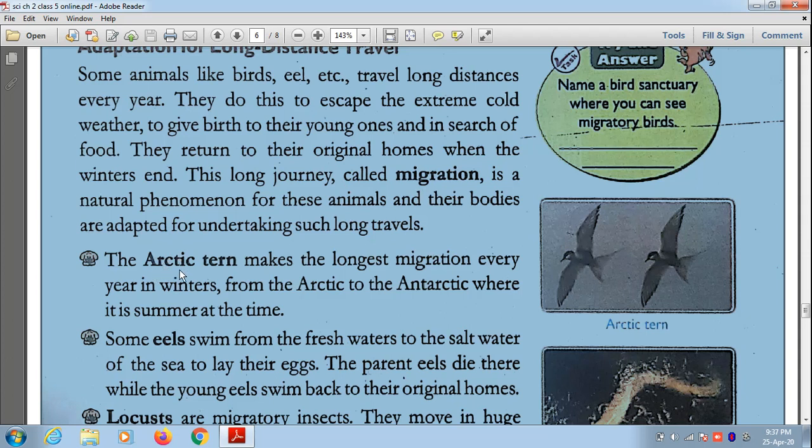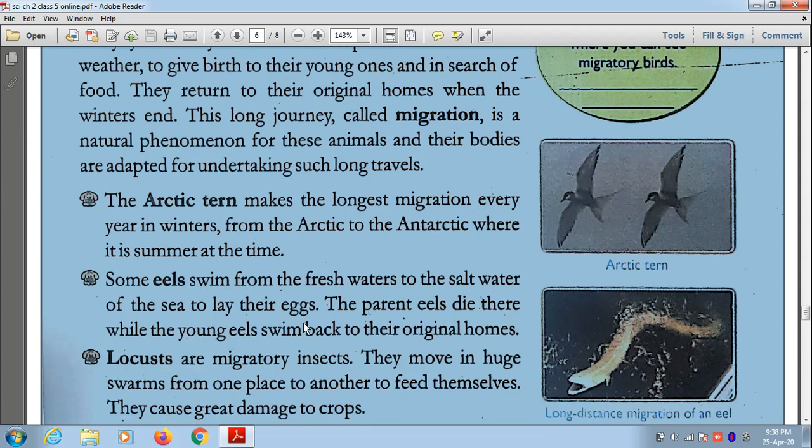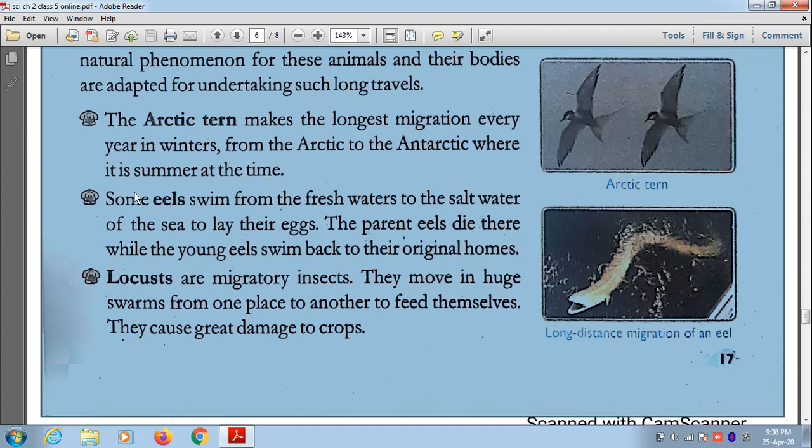The Arctic tern makes the longest migration every year in winters, from the Arctic to the Antarctic, where it is summer at that time. So to escape the cold climatic condition, the Arctic tern makes the longest migration of the year. Some eels swim from the fresh waters to the salty water of the sea to lay their eggs. The parent eels die there while the young ones swim back to the original homes.